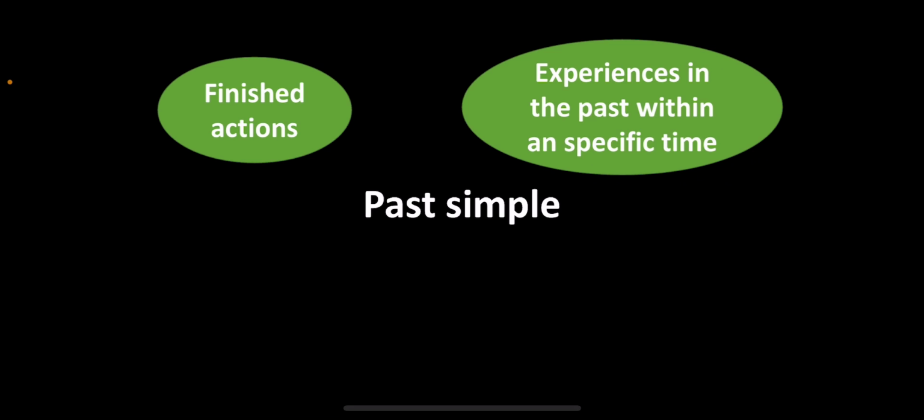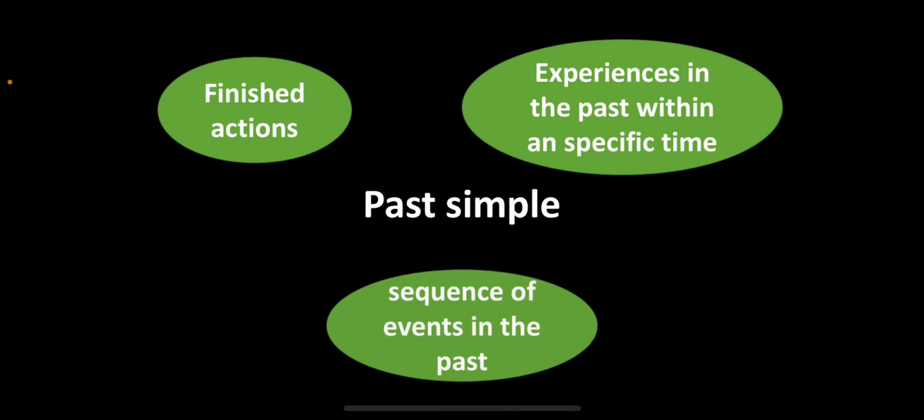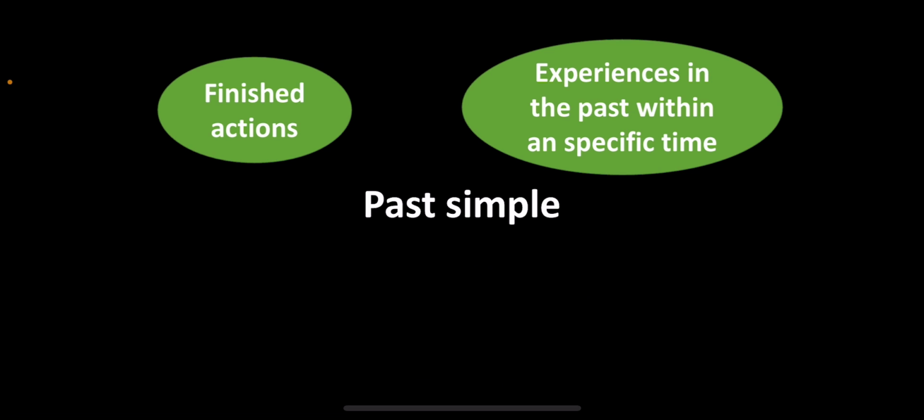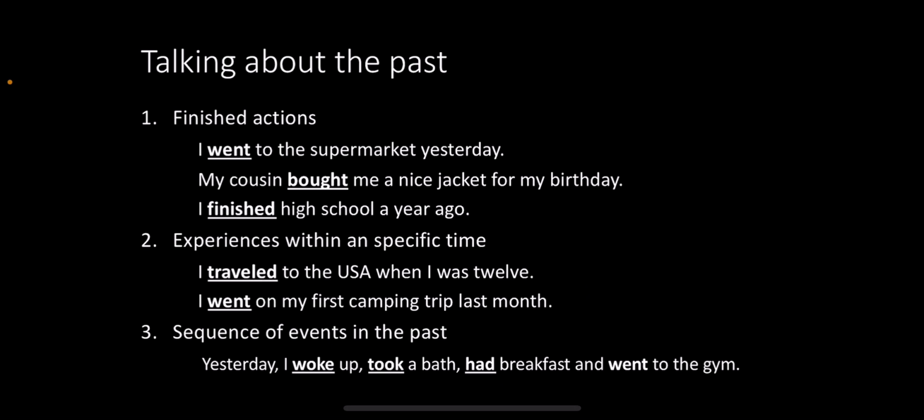We are very specific with the past simple because it occurred in the past at a specific time and also stayed in the past or finished in the past. We can also use the past simple to talk about a sequence of events in the past. So an activity and then another activity and then another activity immediately, or consecutively. We can use the past simple to express those three ideas. So let's check some examples for the past simple.